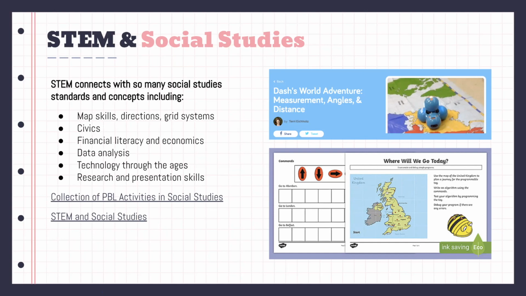For example, this is the United Kingdom, and you need to plan a journey for the B-bot. Write an algorithm using commands that is going to move that B-bot where you would like him to go for your journey. And then you work through the whole debugging process and everything like that.